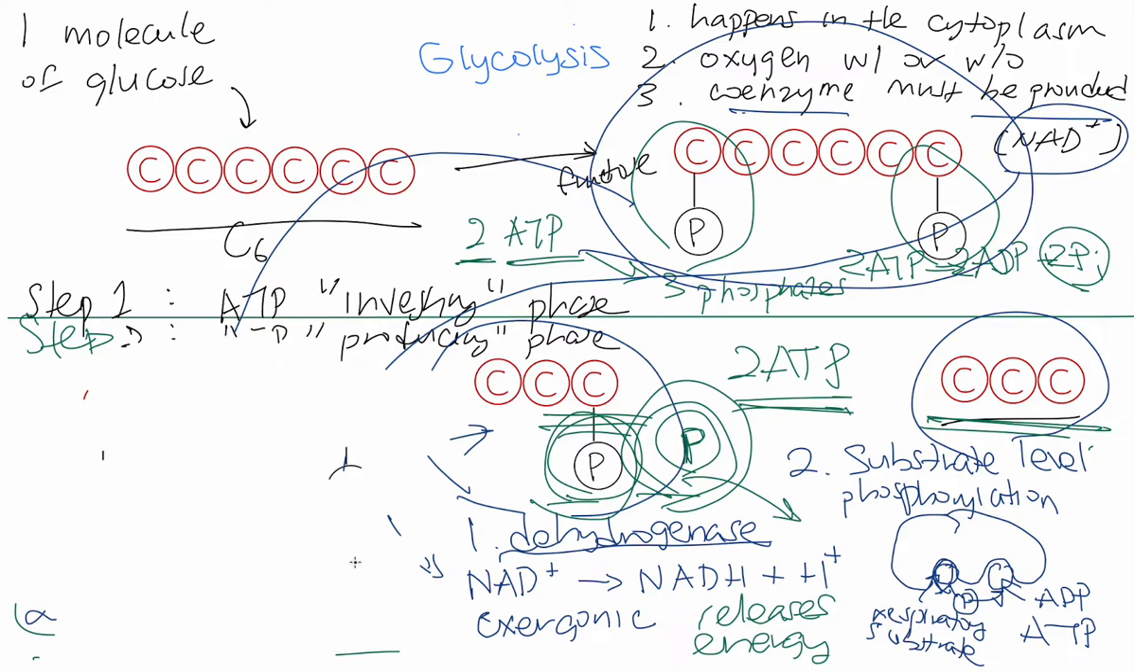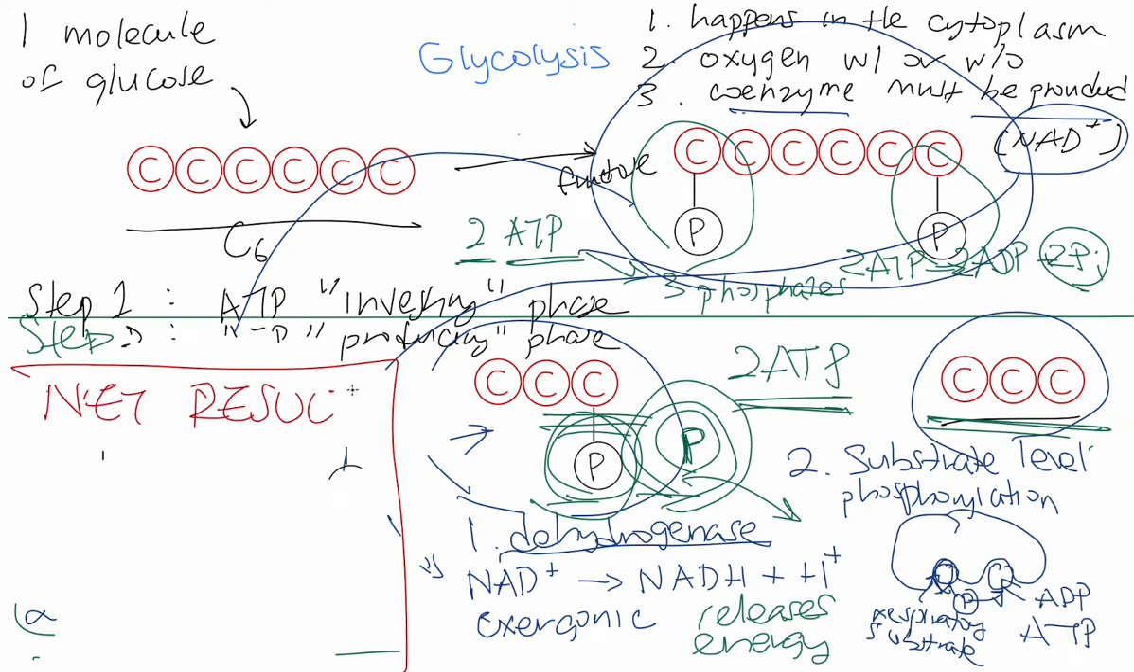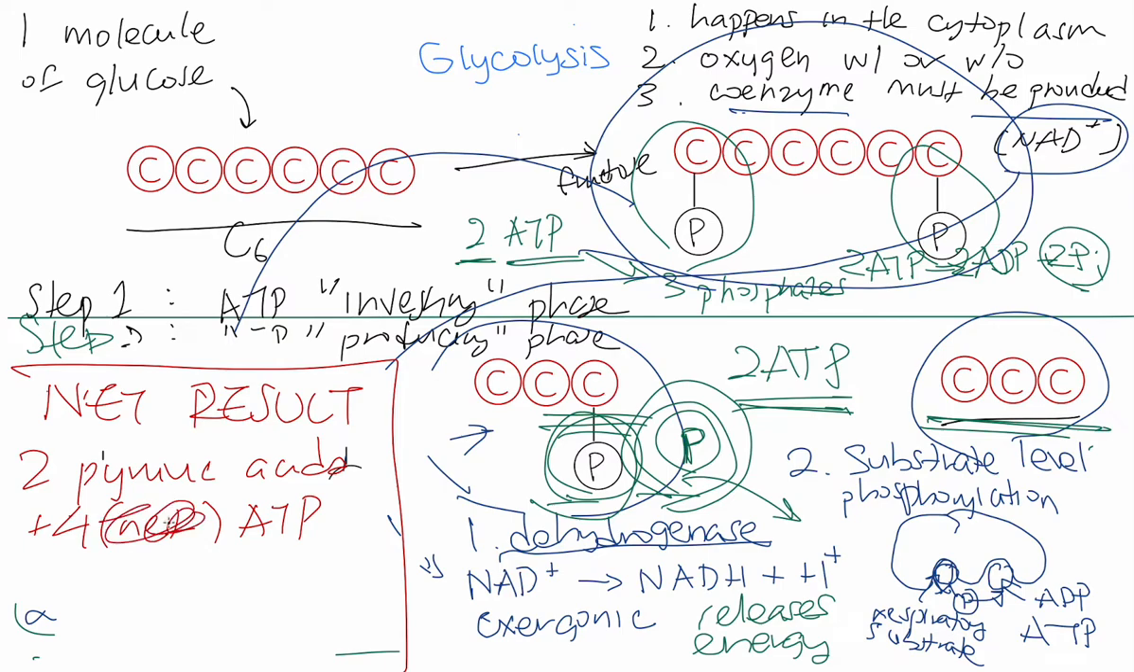Let's draw a box. Net result. So the net result being that we'll get 2 pyruvic acids. We'll get plus 4 ATP. Ignore the net. And then also we're going to get NADH here. So we're going to get 2 NADH, right? Because 1 NADH per reaction, but then we get 2 reactions here, so it's 2 NADH.